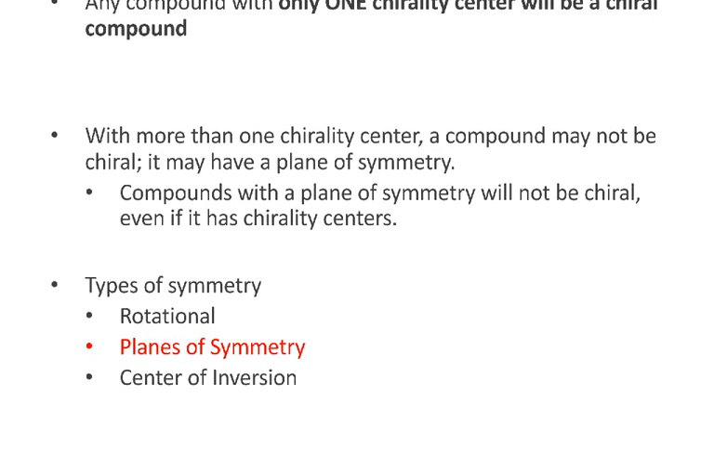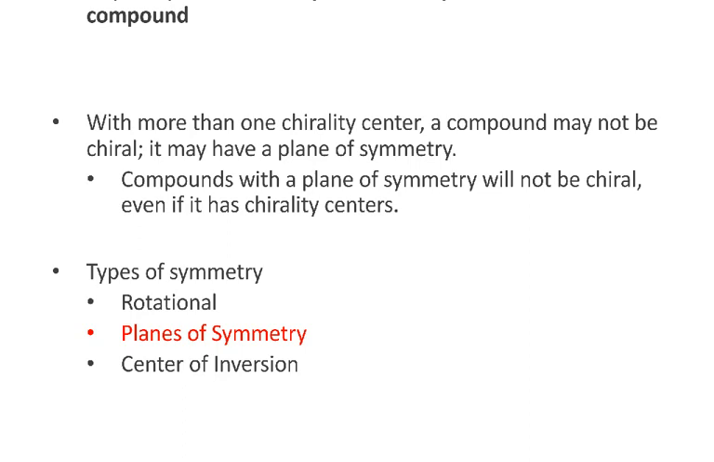That being said, if there's more than one chirality center, a compound may not be chiral. If it has a plane of symmetry, then it's not going to be chiral, and it's going to be identical to its mirror image. Now, there are a lot of different types of symmetry. The one that we're going to focus on in this video is when molecules have a plane of symmetry. So let's look at some examples of that on the next slide.